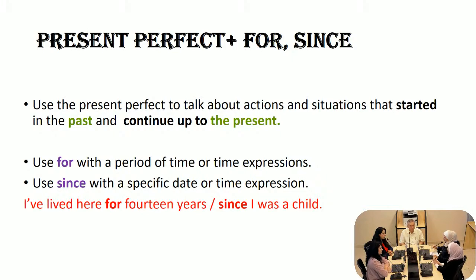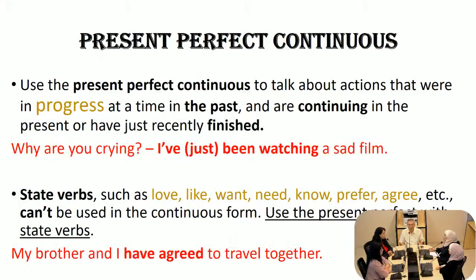For is used with a period of time or time expressions, and we use since with a specific date or time expression. We have an example: I've lived here for 14 years, or I've lived here since I was a child. So since goes with a point in time and for with a duration of time. Next slide with Miss Nasreen.